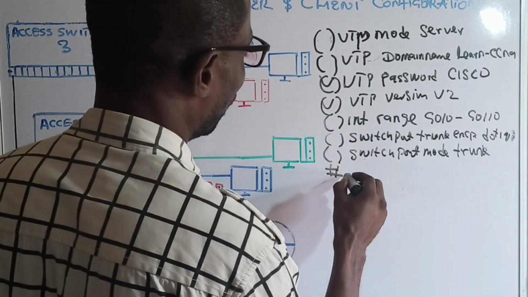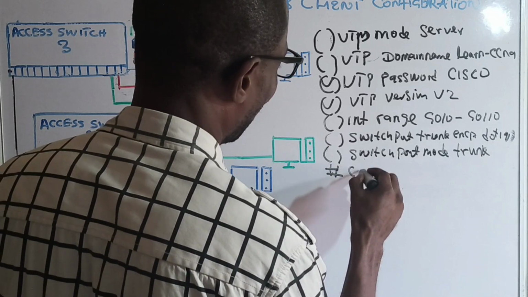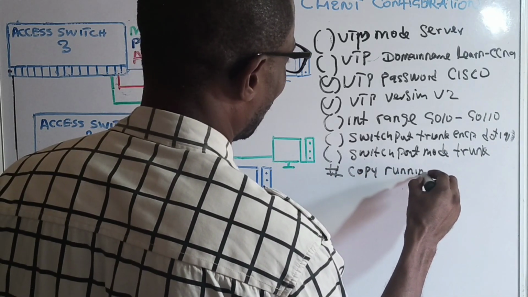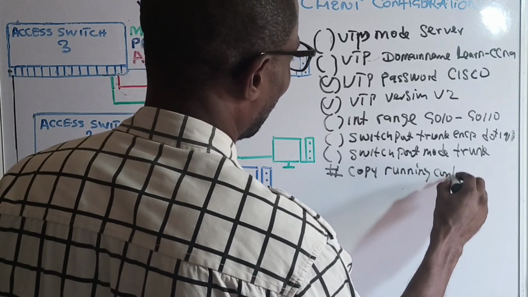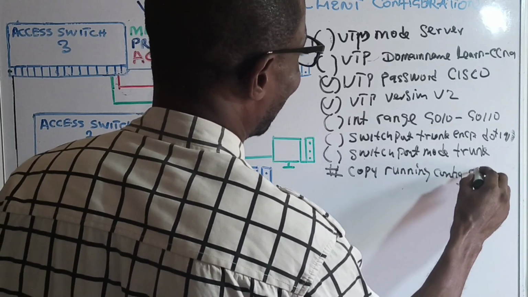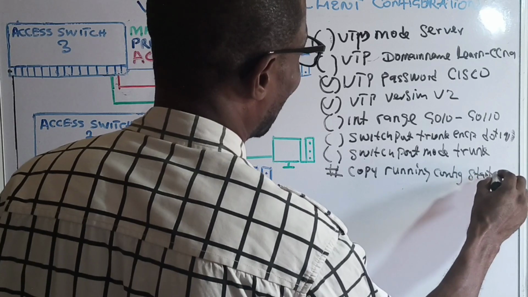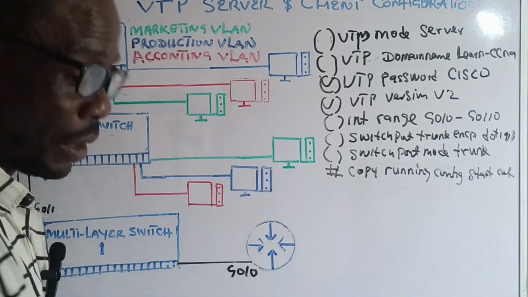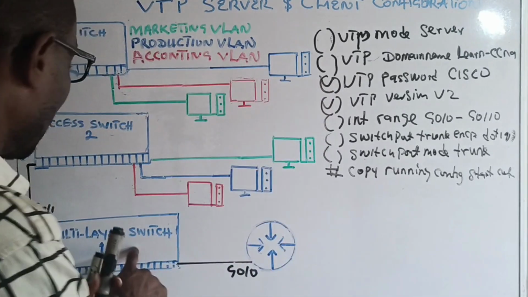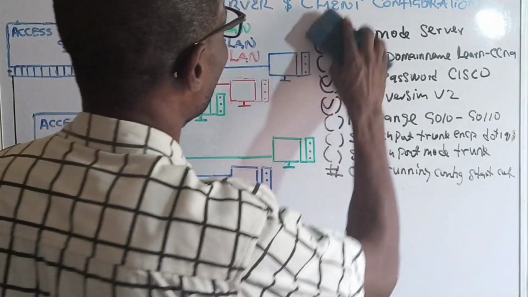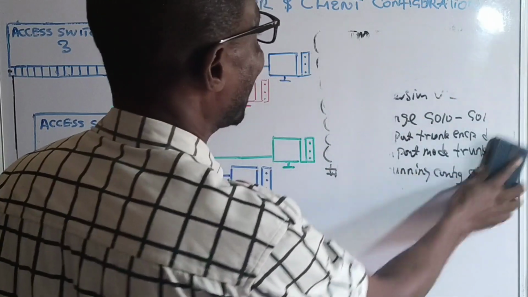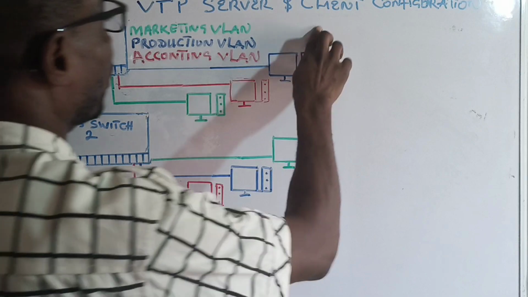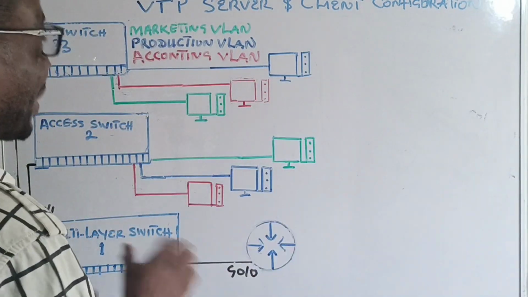come back to privilege mode by putting exit, where you do copy running-config startup-config. Config means configuration. You are saving it to NVRAM, startup config, so that when there's a power failure, information will not be lost. Okay, so you have created this on this VLAN. What you need to do, you go to each and every one of the access switches and make the same configuration except server.